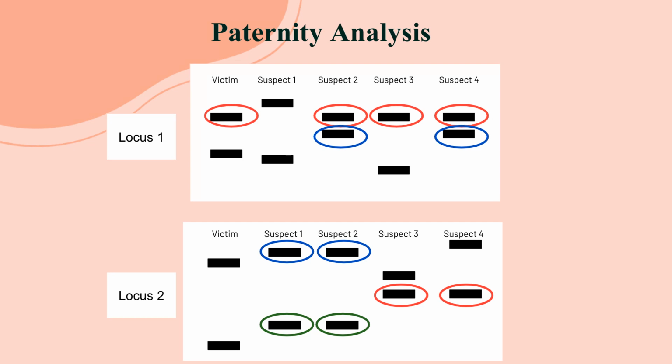However, looking at locus 2, we can see that the only similarities are between suspect 1 and suspect 2, and they cannot be determined as the parent of one another because they had no matches at locus 1. However, suspect 3 and suspect 4 match at 1 allele for locus 2, and they matched at 1 allele for locus 1. Therefore, we can determine that the parent of suspect 4 is suspect 3.